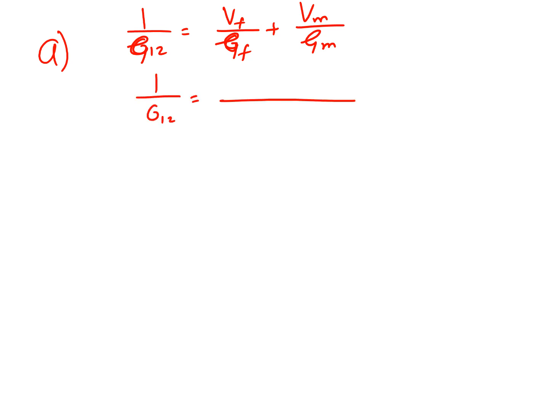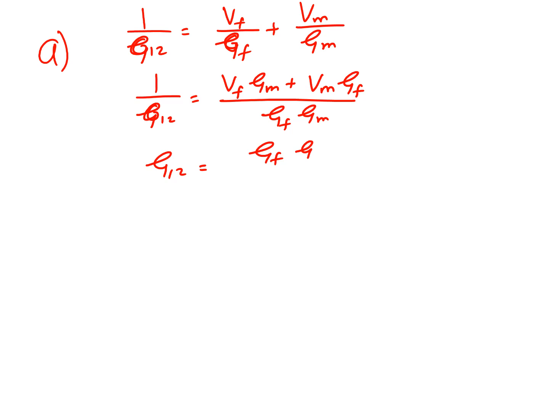So if you look at part A, from our mechanics of materials approach, we have this formula, the inverse rule of mixtures. So what we're going to do is simplify this formula. We're going to say, this is GF, this is GM, and this will be VF GM plus VM GF right here. And so that gives us G12 is GF GM divided by VF GM plus VM GF.